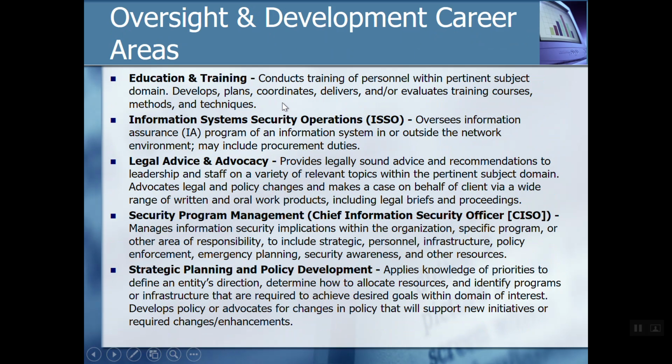Oversight and development career areas, a couple of different areas here. We see information security operations, security management program, CISO. This is actually your path that would get you to the highest level. Strategic planning.